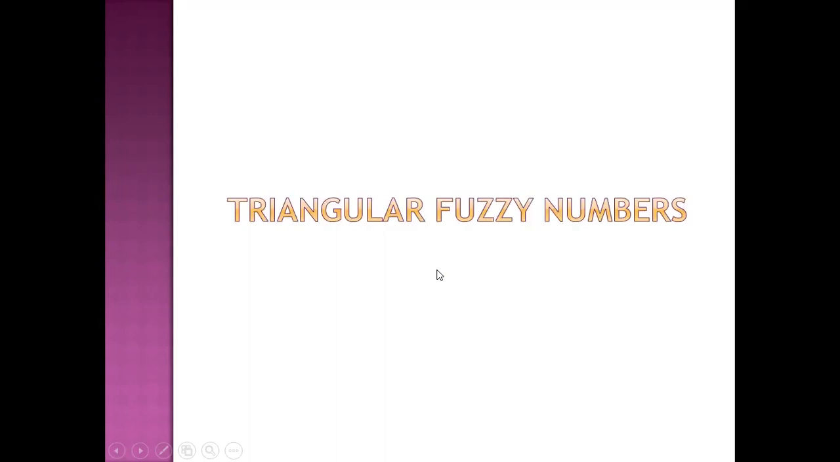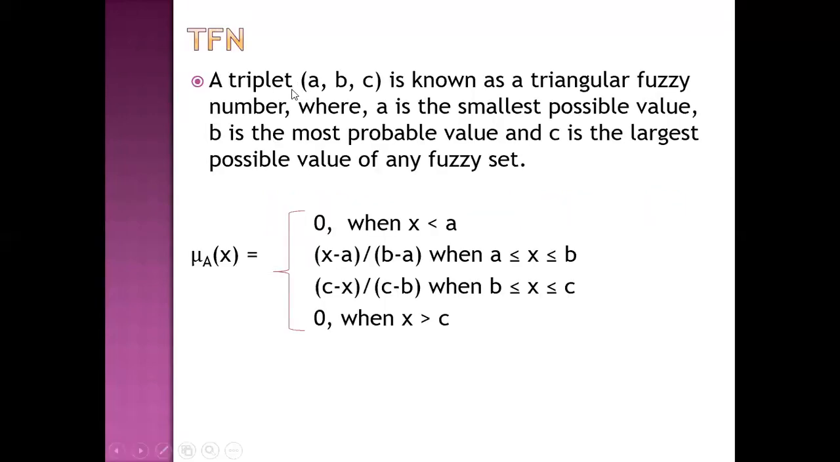Now a little bit about triangular fuzzy numbers. A triplet A, B, and C is known as a triangular fuzzy number, where A is the smallest possible value, B is the most probable value, and C is the largest possible value of any fuzzy set. And its membership function is defined as 0 when x is less than A, (x minus A) divided by (B minus A) when x is between A and B, and (C minus x) divided by (C minus B) when x is between B and C, and 0 when x is more than C.